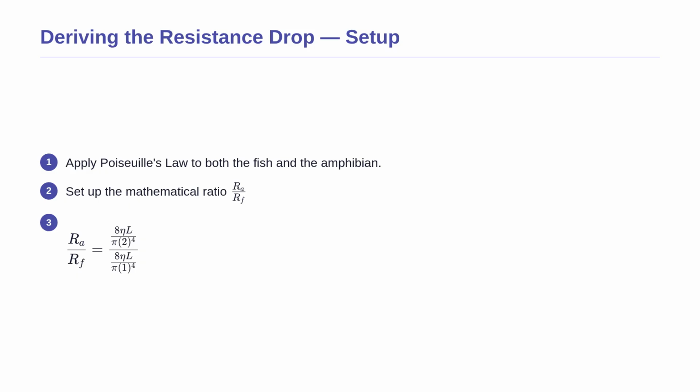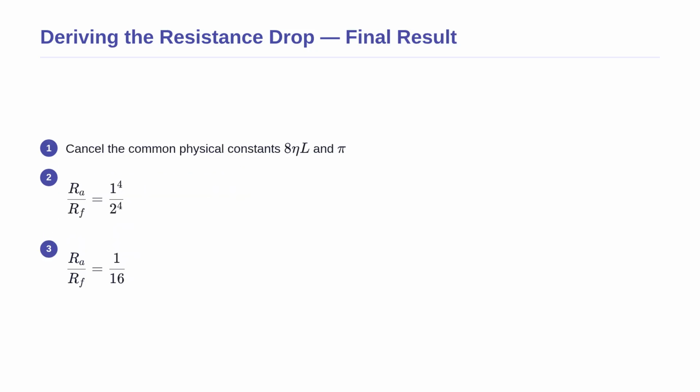in the denominator. Because the physical properties of the blood and the overall tissue length did not change, the constants for viscosity, length, and pi are present in both parts of the fraction. Continuing with our derivation, we can safely cancel out those common factors to focus solely on the widened vessel. We are left with the inverse ratio of the radii raised to the 4th power. Calculating this out, we find that the new resistance is exactly 1/16 of the original resistance.